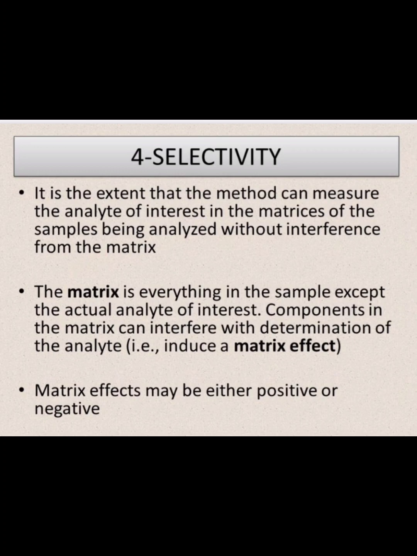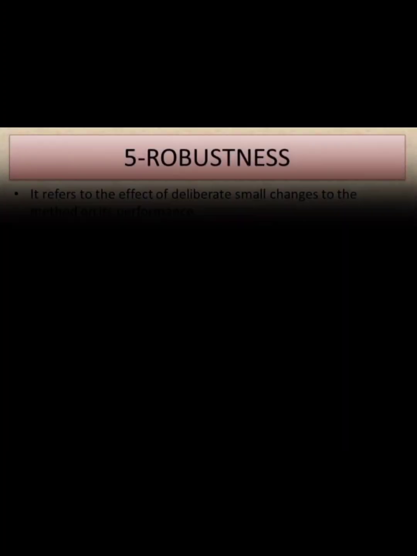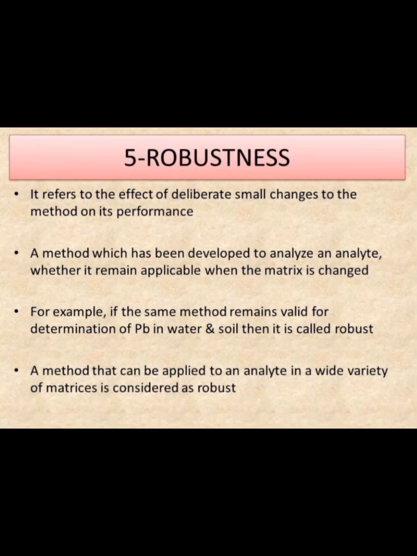Components in the matrix can interfere with determination of the analyte, that is, induce a matrix effect. Matrix effect may be either positive or negative. This was about selectivity. We have seen the topics of accuracy, precision, selectivity, and sensitivity. Next is robustness.